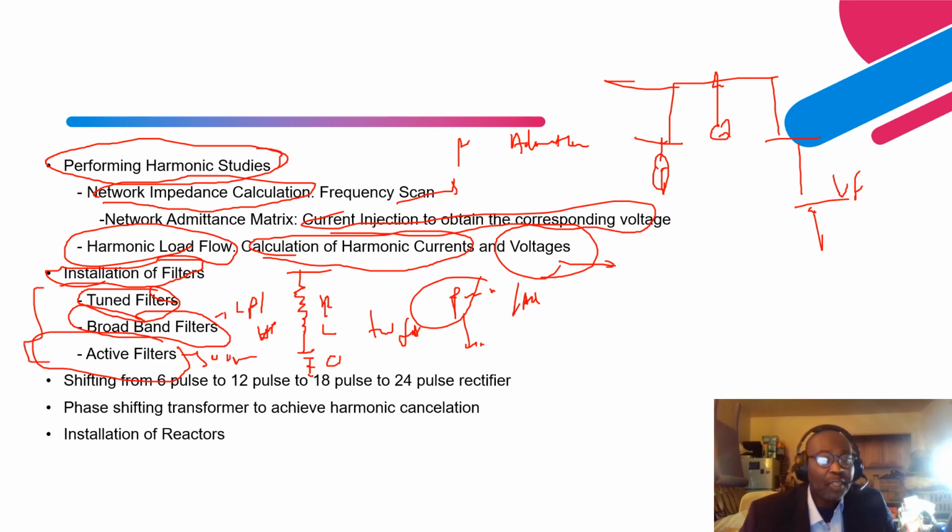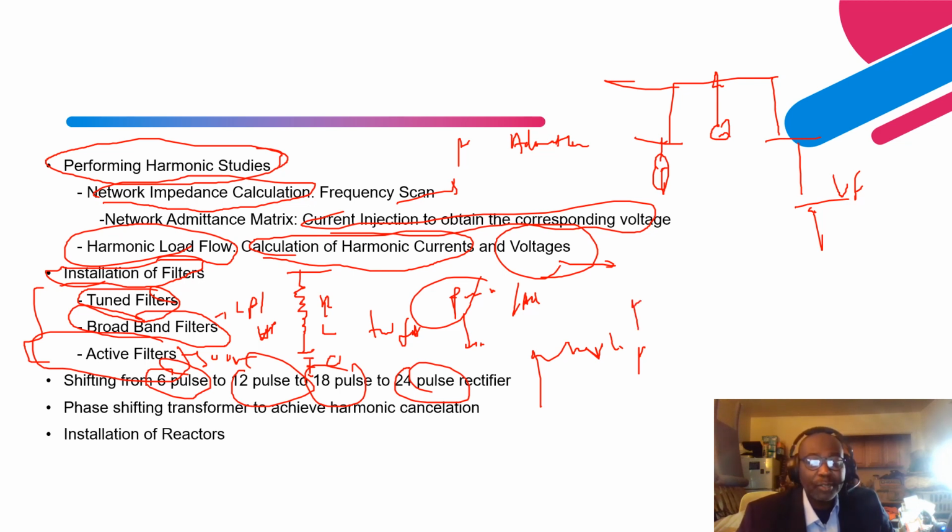After you have performed your studies, you determine the need to install these filters to mitigate the harmonics. Then you can decide, based on the analysis, which type of filter you need to install. Next is increasing the pulse number of your converter. You can change from 6 pulse to 12 pulse to 18 pulse to 24 pulse. As you increase the number of pulses, your harmonic content starts decreasing. But the caveat is that it translates into higher capital costs. So that is one thing you need to also consider: balance it by doing a cost benefit analysis with installation of projects.